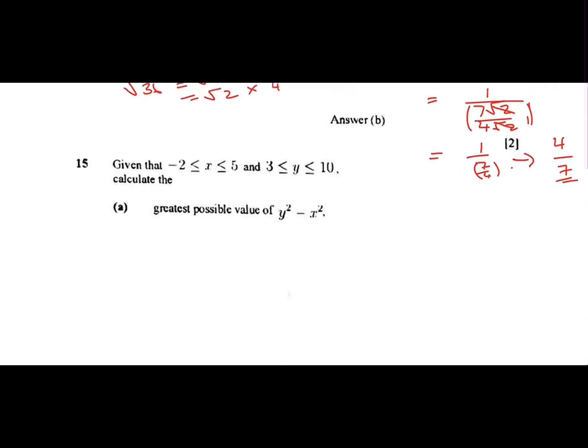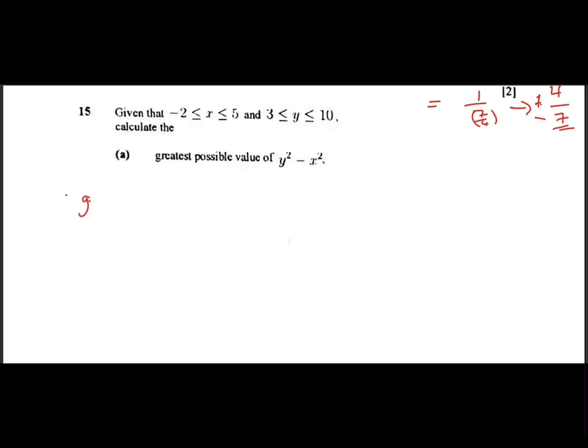Okay, let's move on to question 15. Given that minus 2 is less than or equal to x, which is less than or equal to 5, and 3 is less than or equal to y, which is less than or equal to 10, calculate the greatest possible value of y squared minus x squared. Here we need to find the greatest value of y, which is 10, and then we need to find the least possible value of x.